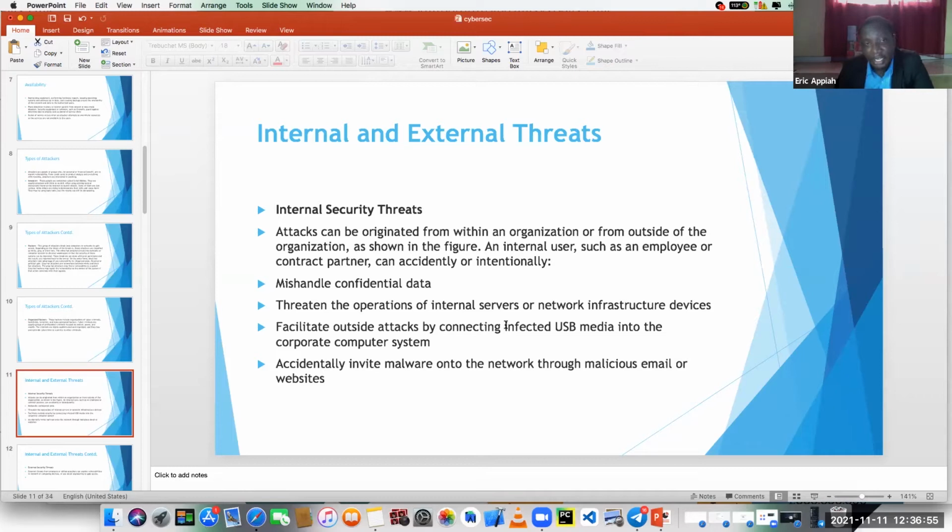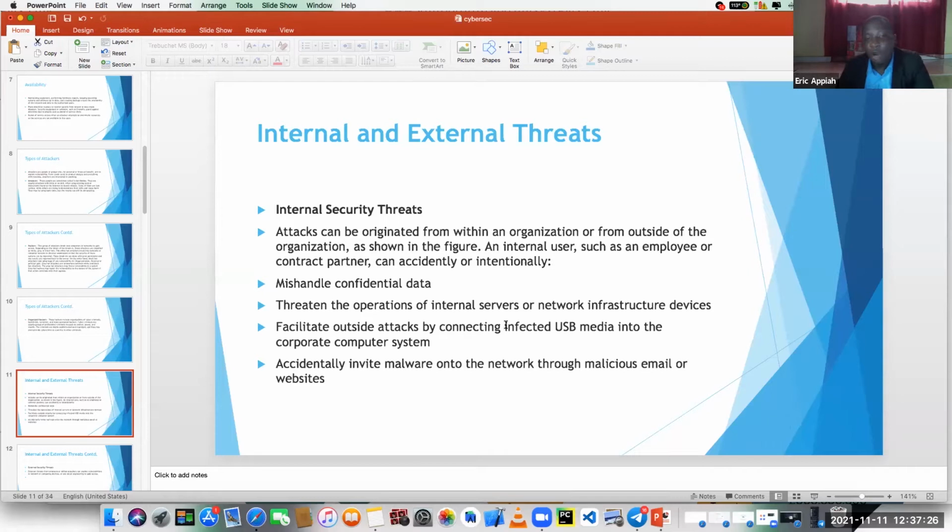So these internal attacks, threats we are talking about, the employees themselves can bring into the organization pen drives that are infected to infect the organization's computer. And it's usually the internal attacks that are overlooked. And usually the internal attacks enable the external attacks to work because the internal attacks are overlooked.